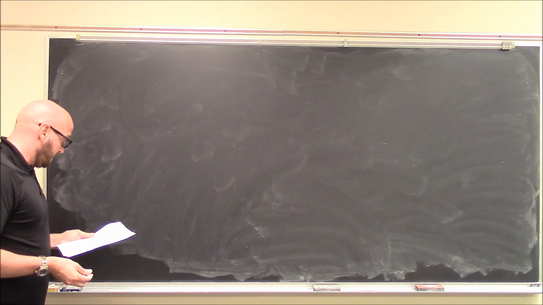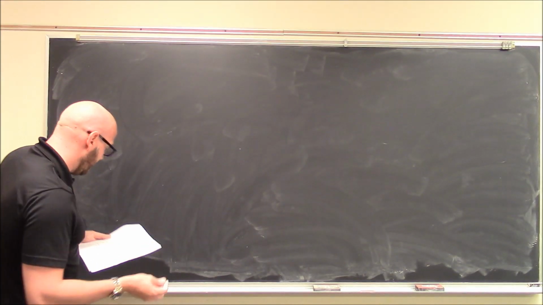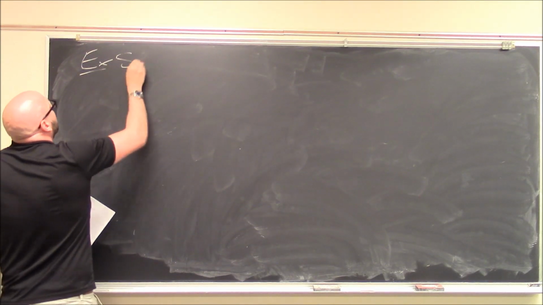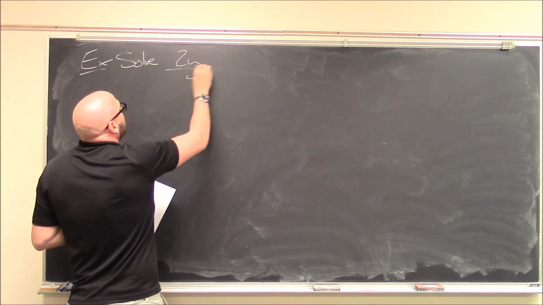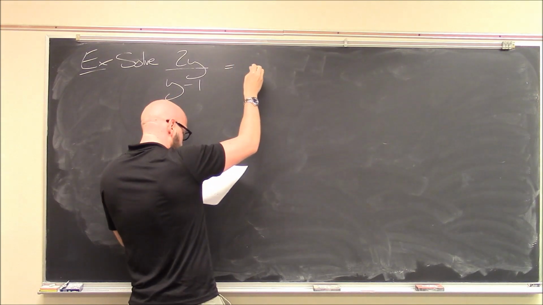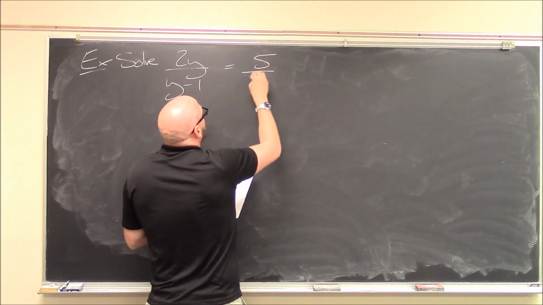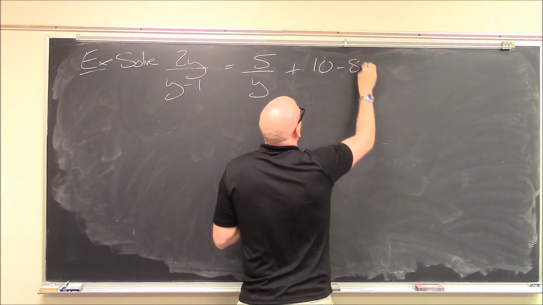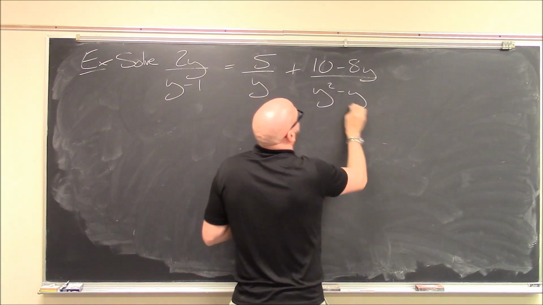All right, I have a few more examples written down, but this video I think is getting pretty long at this point. So let's just do one more. We'll solve this equation. 2y over y minus 1 is equal to 5 over y plus 10 minus 8y over y squared minus y.